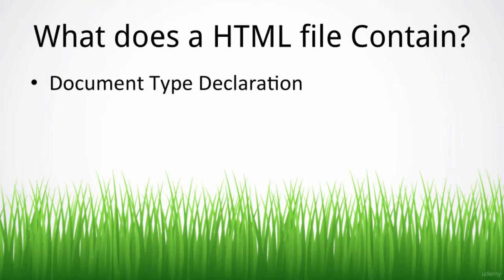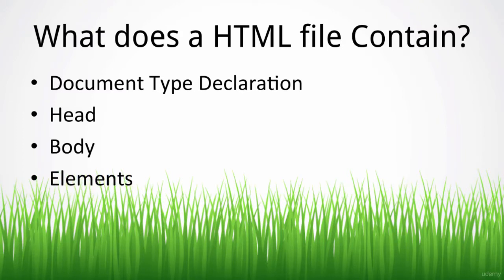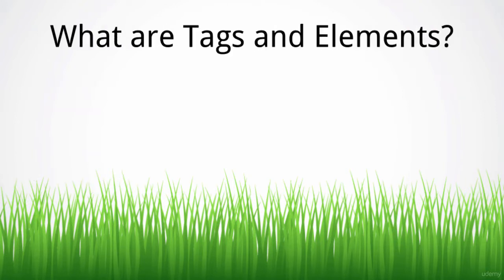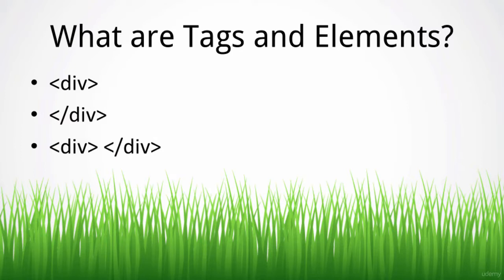A HTML file contains a document type declaration, a head, a body, and elements. Elements are comprised of opening and closing tags. What are tags and elements? As you can see, we have an opening div tag, and here's a closing div tag. The opening and closing div tags create an element. In particular, this is a logical division.